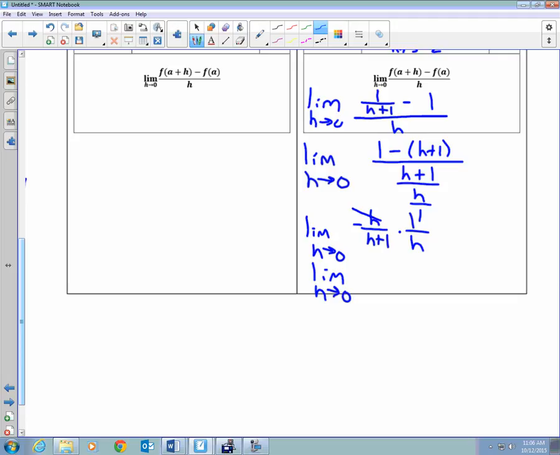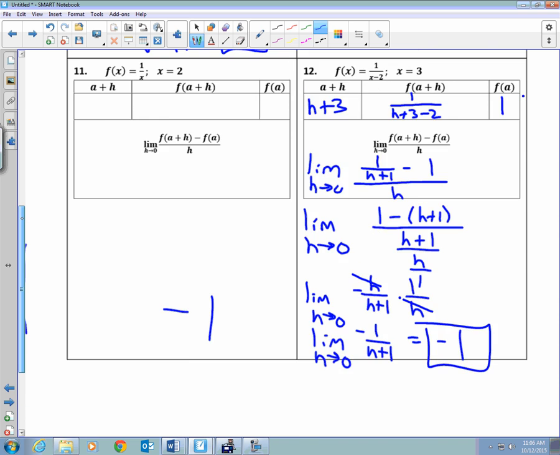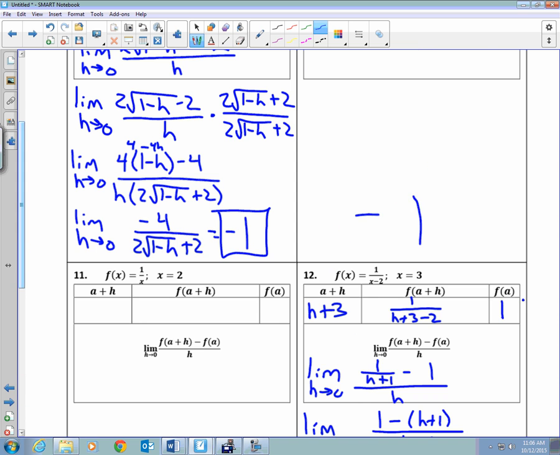Yep. So now I cross off the h's. I have negative 1 over h plus 1. And I now plug in 0. And you get? Yep, we came up with negative 1 for all of our answers. The answer isn't always just negative 1. So if you go through your worksheet and just do this, negative 1, negative 1, that won't work.